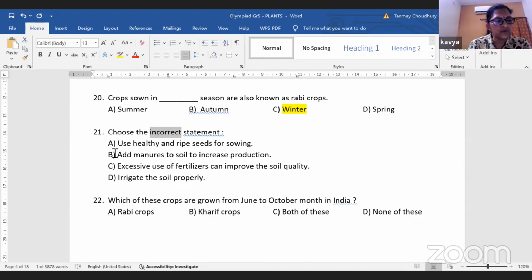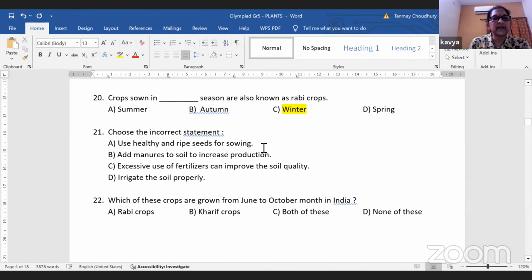Yes, ferns reproduce through spores, correct? Pine reproduces. Which plant is this? The plant which I showed is the pine plant. Okay, nice. So which one is incorrect?